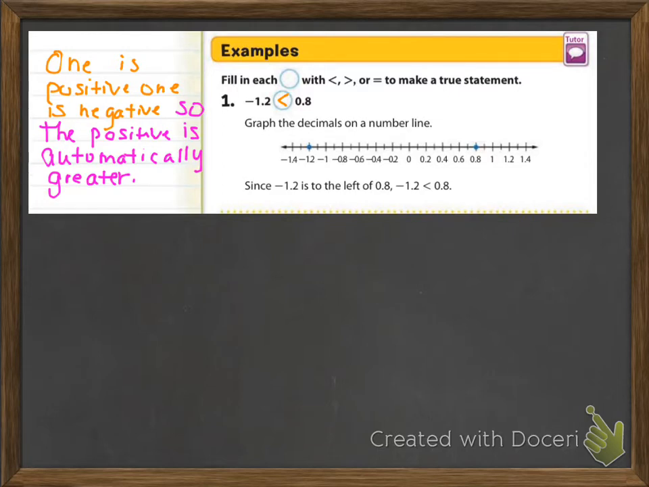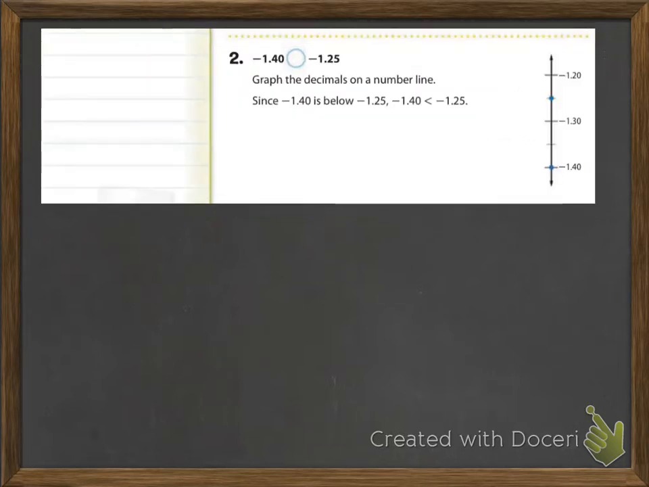So you just want to remember that. And then you're going to go ahead and graph those 2 points. So there they go. And it says since negative 1/2 is to the left of negative 0.8, negative 1/2 is less than 0.8. So now we're going to go ahead and look here.